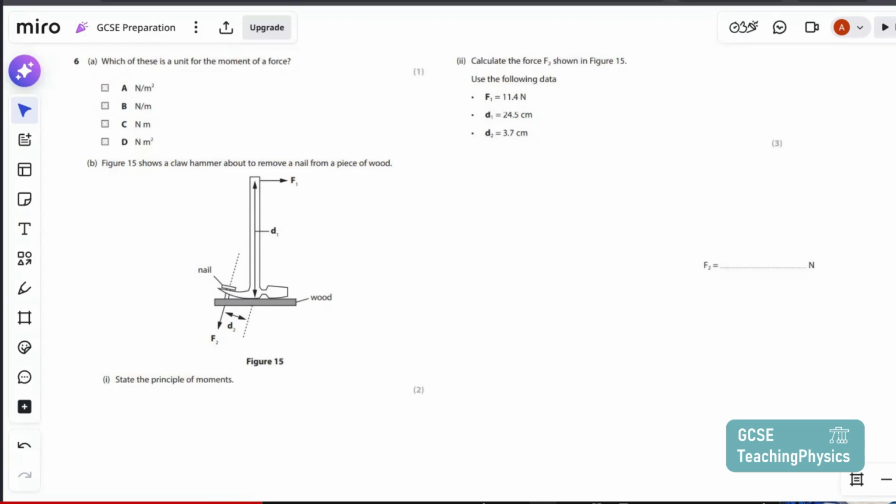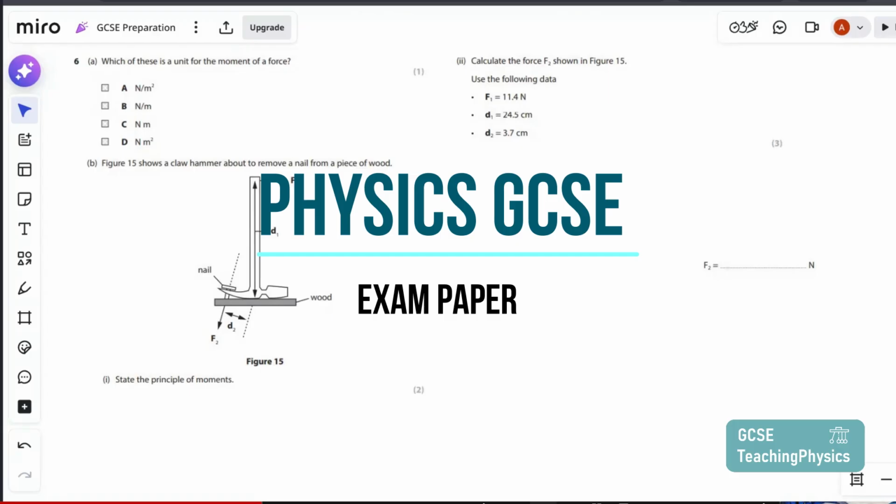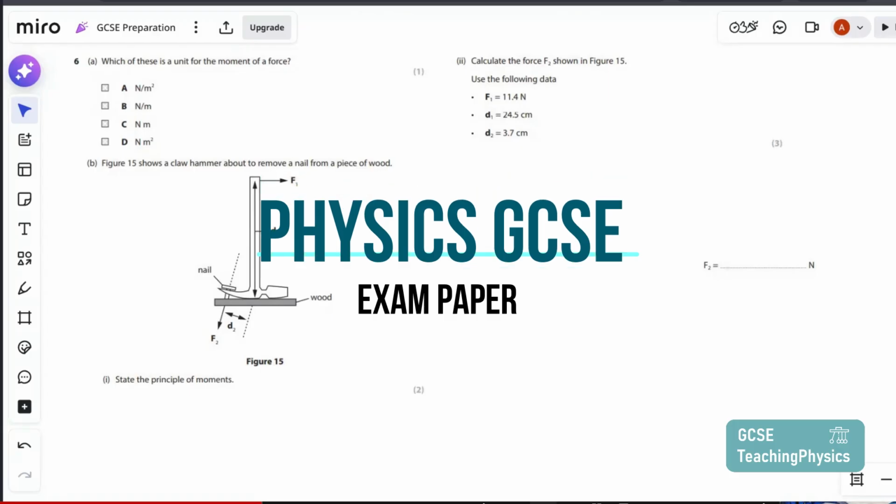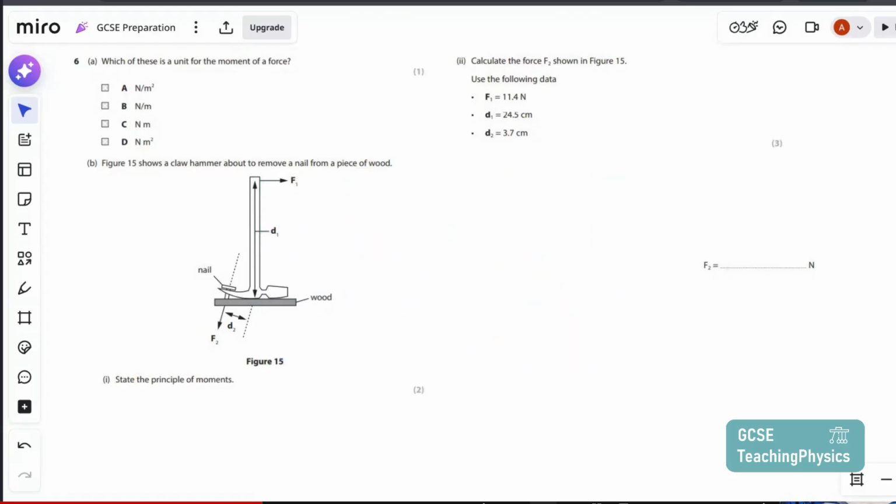So hello guys, on my channel I just posted some information about levers in my Telegram channel, and I wanted to find some interesting tasks that you'll find on your GCSE exam. So let's take a look at how we can prepare ourselves for such tasks.